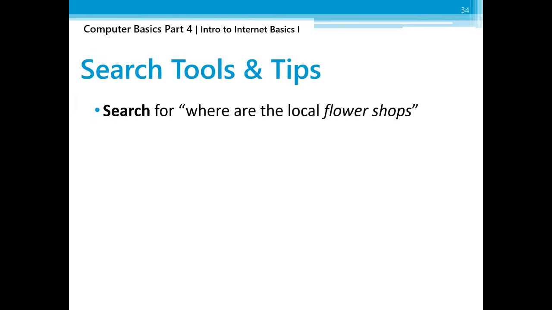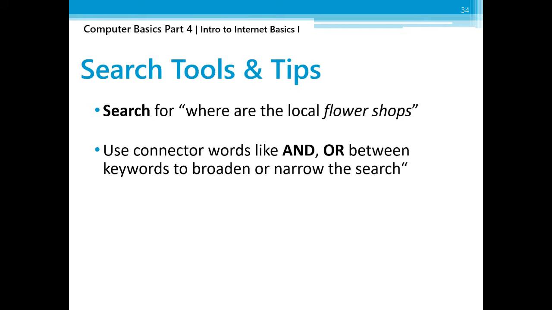Search tools and tips. A search would be, where are the local flower shops? You can also use connecting words like "and" or "or" between the keywords to broaden or narrow your search. So you can do a search for, where can I find roses and tulips, instead of where can I find roses or where can I find tulips.